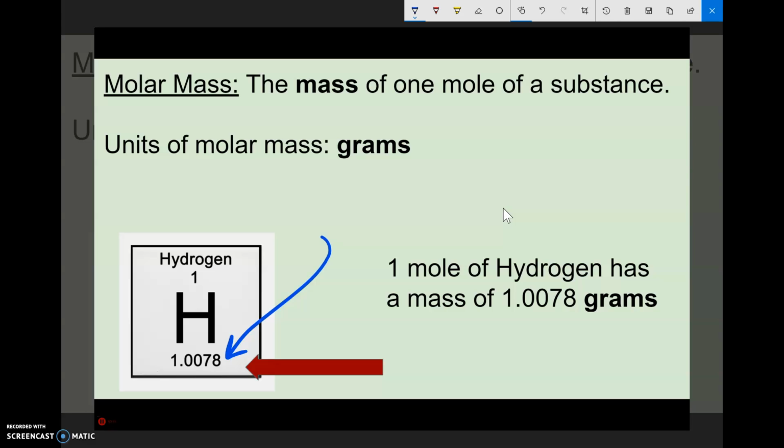And remember, this is the average mass of all of the isotopes and how abundant they are. Okay, so hydrogen has 3 different isotopes, and there's a little calculation that we use to figure out the average of all those isotopes, along with how abundant they are. Okay, so we can say that 1 mole of hydrogen has a mass of 1.0078 grams.